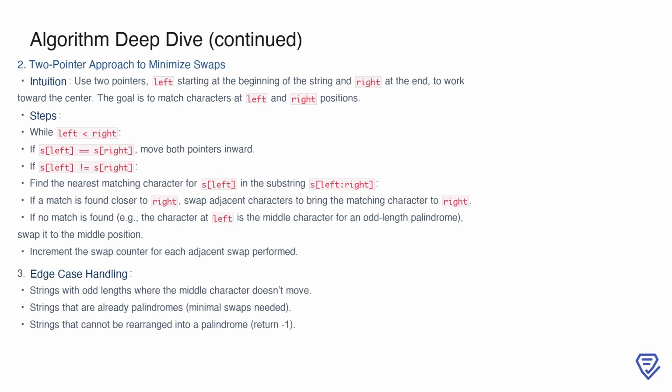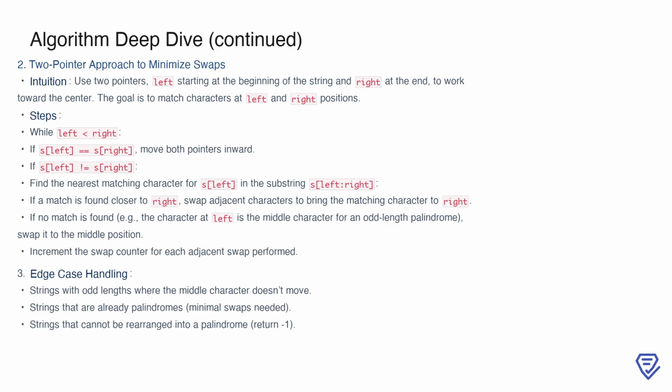After confirming that the string can potentially form a palindrome, we use the two-pointer approach to minimize swaps. This method involves two pointers, one starting at the beginning of the string, called left, and the other at the end, called right. The goal is to match the characters at these positions as we move toward the center.